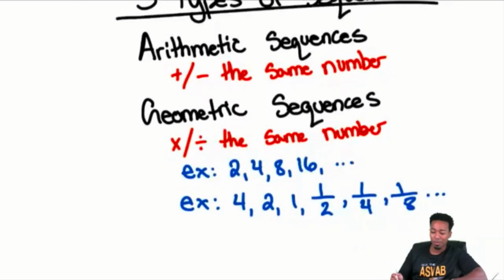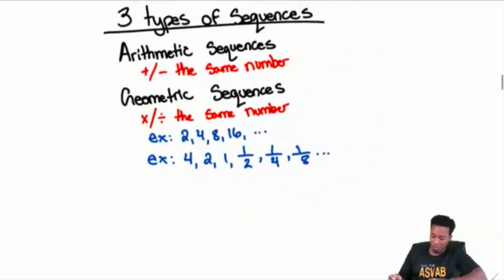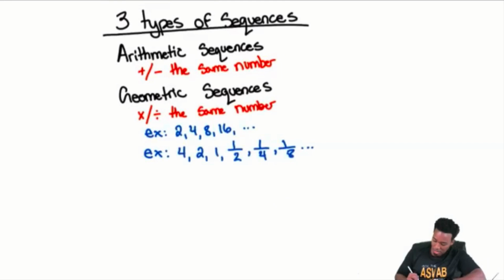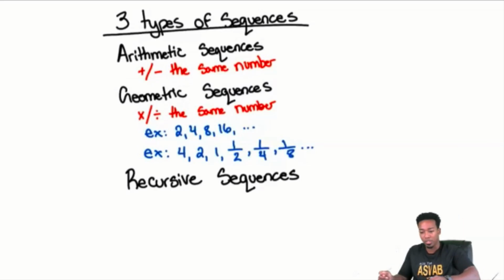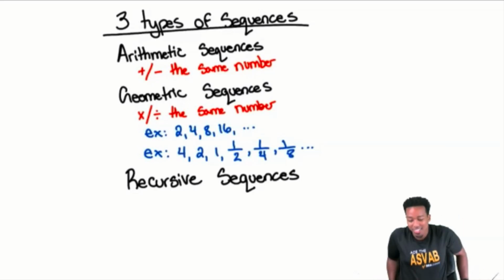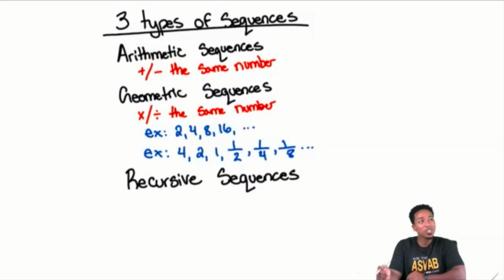Here's the third type of sequence, everybody. The third type of sequence is going to be a recursive sequence. So, recursive sequences. This is the third type of sequence. Everybody, let's go ahead and ask ourselves real quick: what does the word recursive mean? Take a guess here.